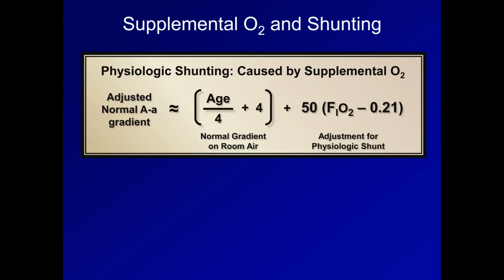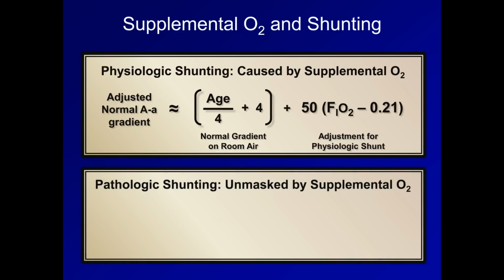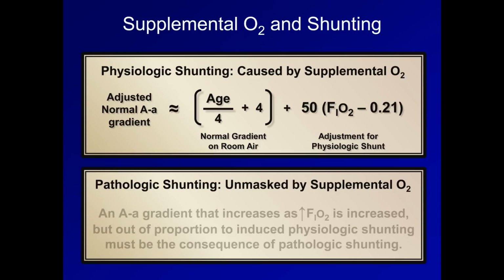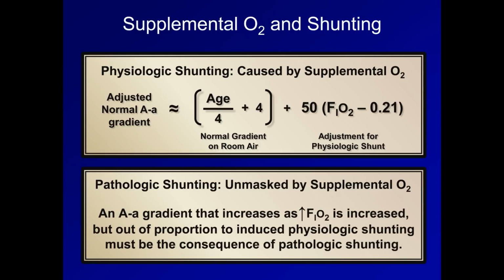The second cause of intrapulmonary shunting is pathologic shunting, which is unmasked by supplemental oxygen. An AA gradient that increases as FiO2 increases, but out of proportion to induced physiologic shunting, as calculated above, must be the consequence of pathologic shunting.